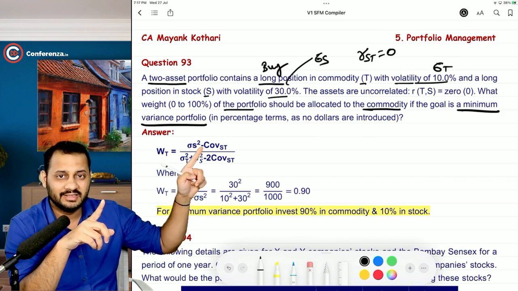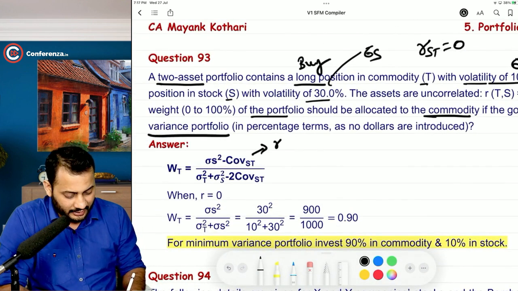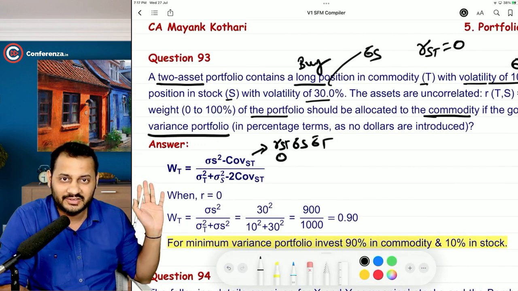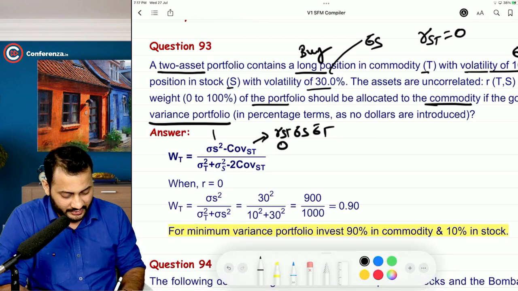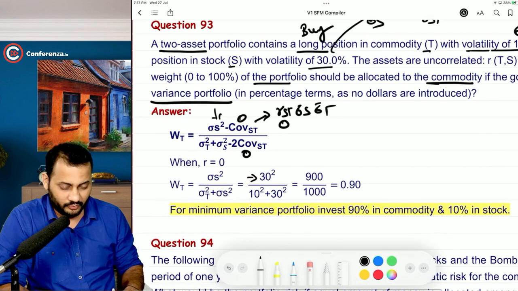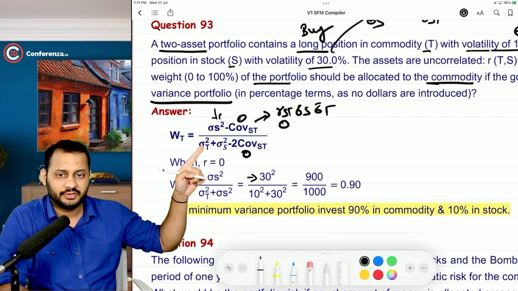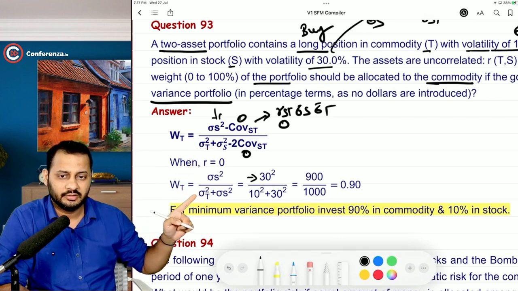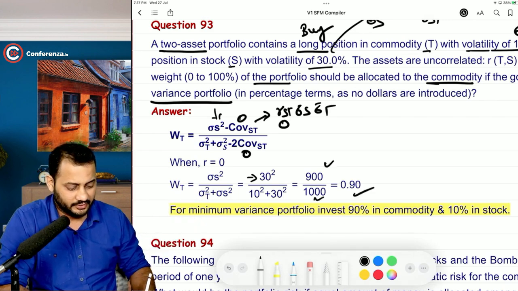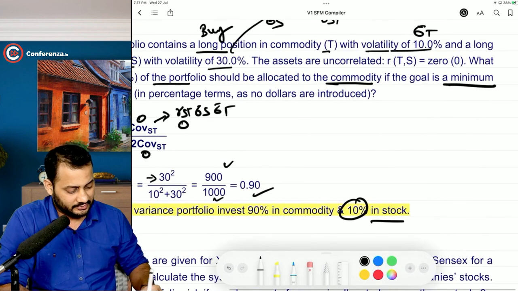This will be entirely 0 because the correlation coefficient is 0. RST, standard deviation of S, standard deviation of T. So if this is 0, the entire covariance will be 0. So you put standard deviation of S square, that is 30 square, and the formula will be this much only. Standard deviation of S square divided by standard deviation of T square plus standard deviation of S square. So 10 square plus 30 square, 900 divided by 1000, 90% is the weight that you should put in T and 10% in stock S.